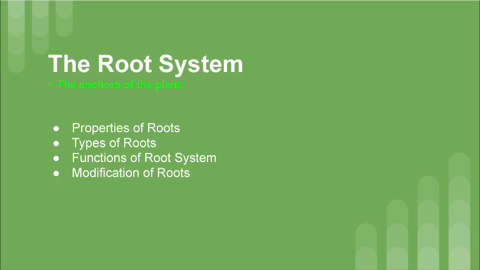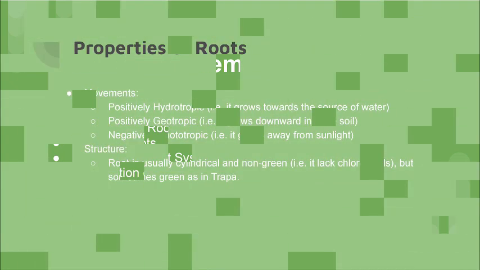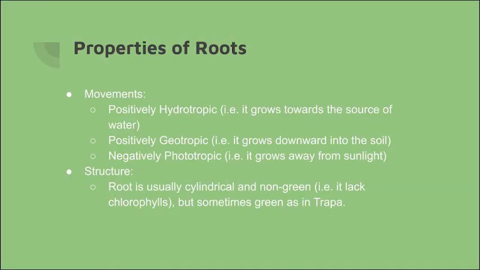In this session, we will discuss various things about the root system, such as the properties of roots, types of roots, functions of roots, and the modifications of roots. Properties of roots. In the category of movement, the roots are positively hydrotropic, that is, the root moves downward in search of water. They are also positively geotropic, that is, they move downward into the soil. And finally, the roots are negatively phototropic, that is, they grow away from sunlight because generally roots do not take part in the process of photosynthesis.